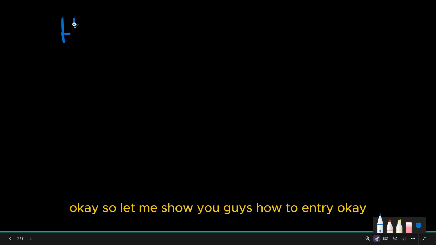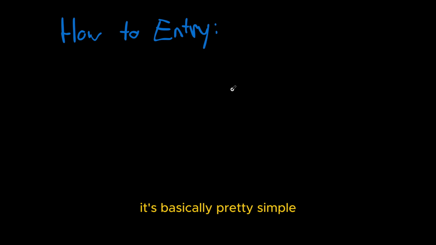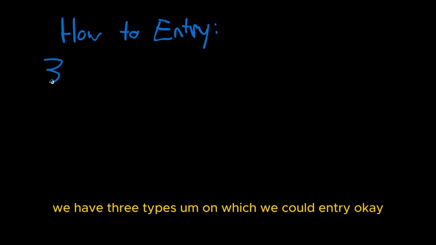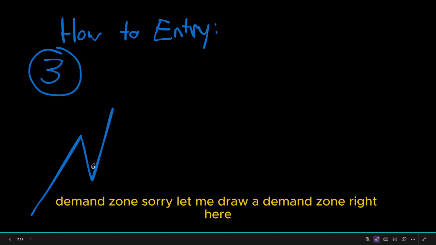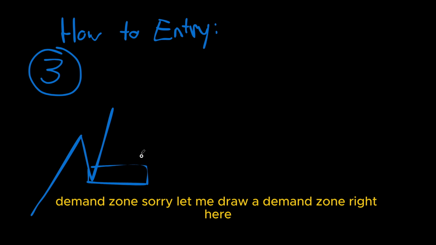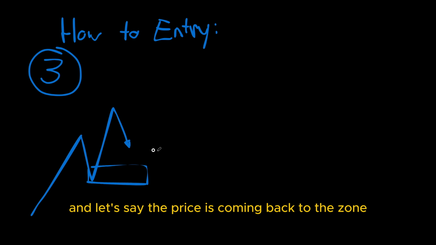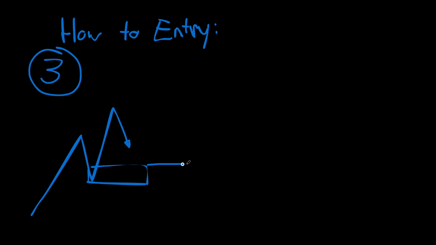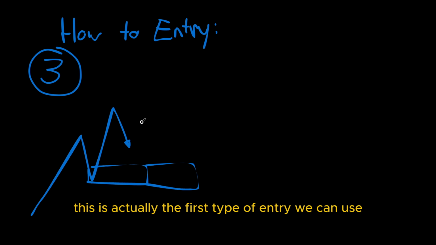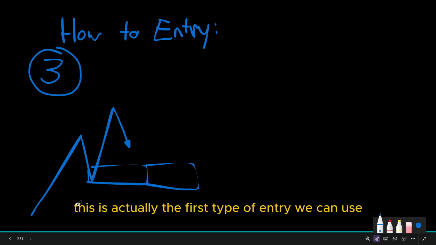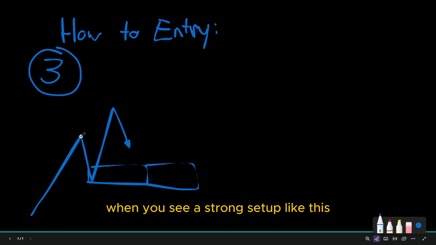Let me show you guys how to entry. It's basically pretty simple. We have three types on which we could entry. So let me draw a demand zone right here. We have a nice demand zone, and let's say the price is coming back to the zone. What we need to look out for is a rejection wick. This is actually the first type of entry we can use when you see a strong setup like this.